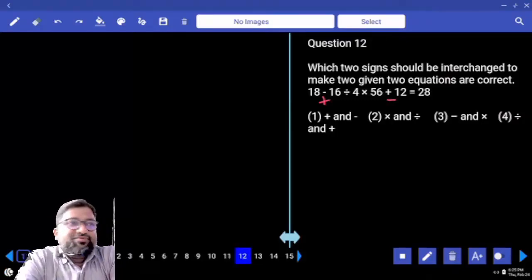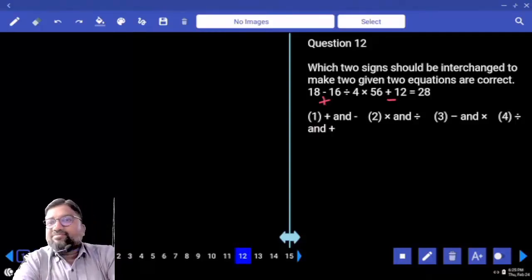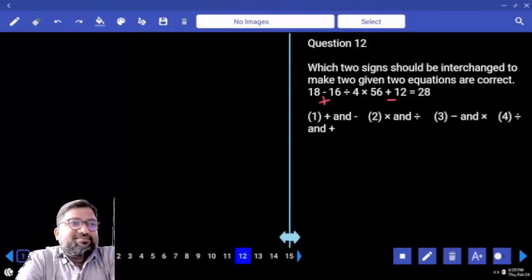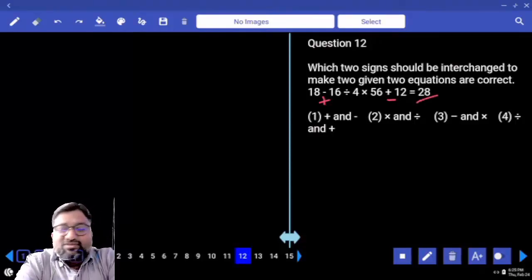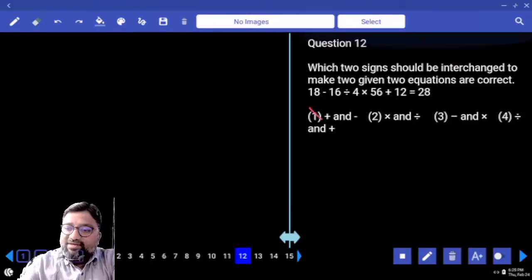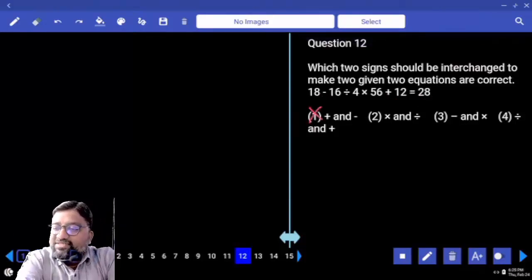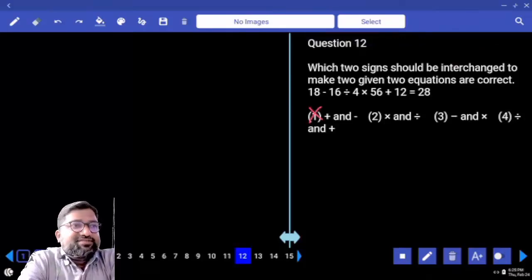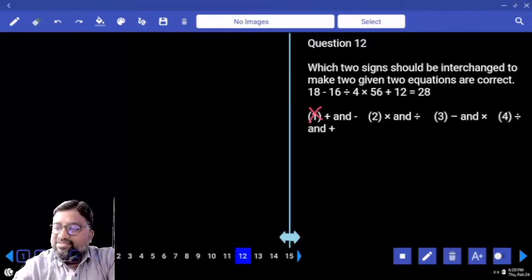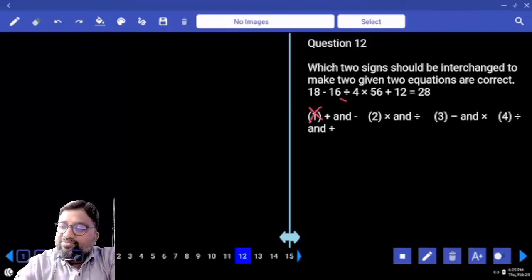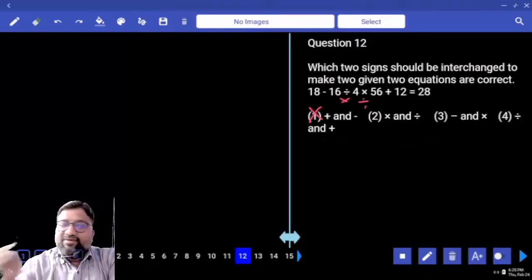16 divided by 4 is 4. 4 into 56. Your value will be more than 200. What should be my answer? 28. So are there chances from the first option? No. What should we do for the second option? It says plus and divided by. Okay, we interchange. Sorry, into. This becomes into, this becomes divided by.